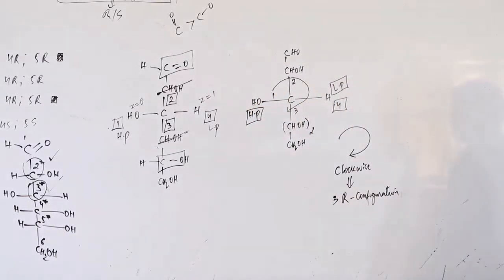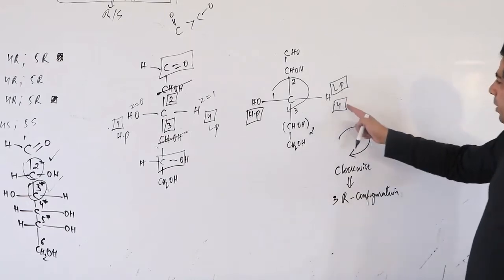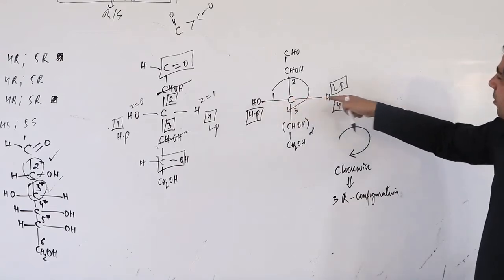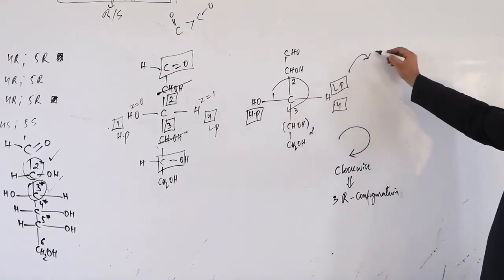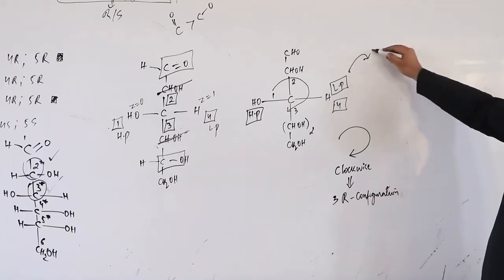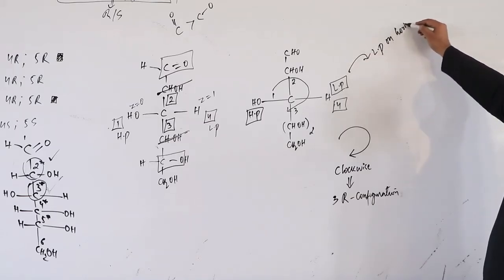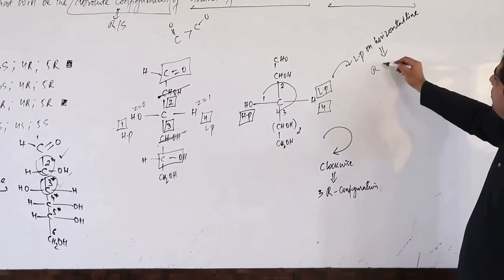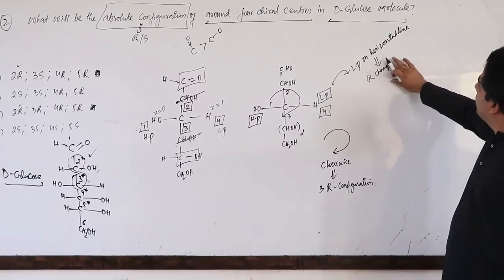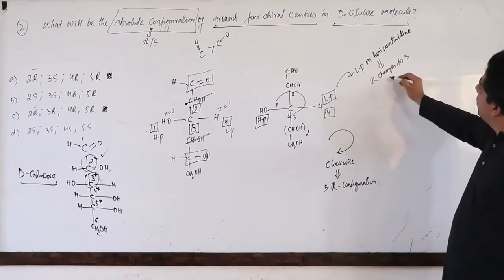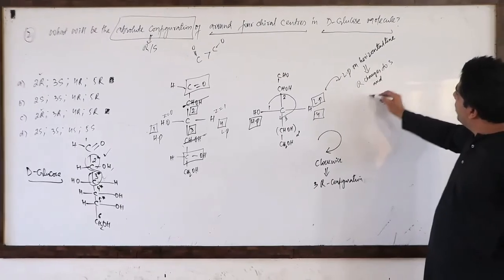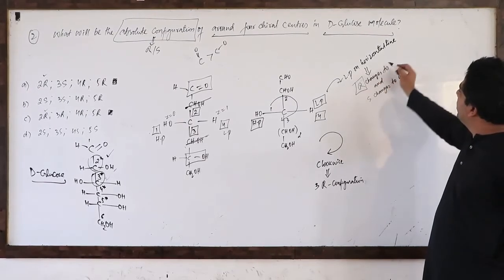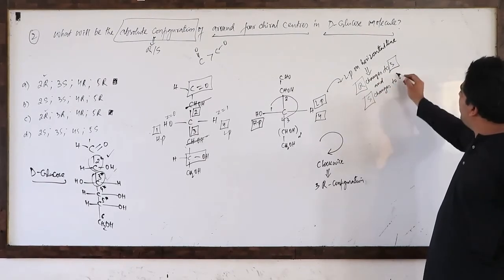But we also told you that if the lowest priority, look here, the lowest priority. So this is the lowest priority hydrogen. It's on which line? Horizontal line. So the lowest priority on the horizontal line. Just now I told you, when the lowest priority is on the horizontal line, R changes to S, and S changes to R. Now my dear friends, if you have R, it will become S. If you have S, it will become R.